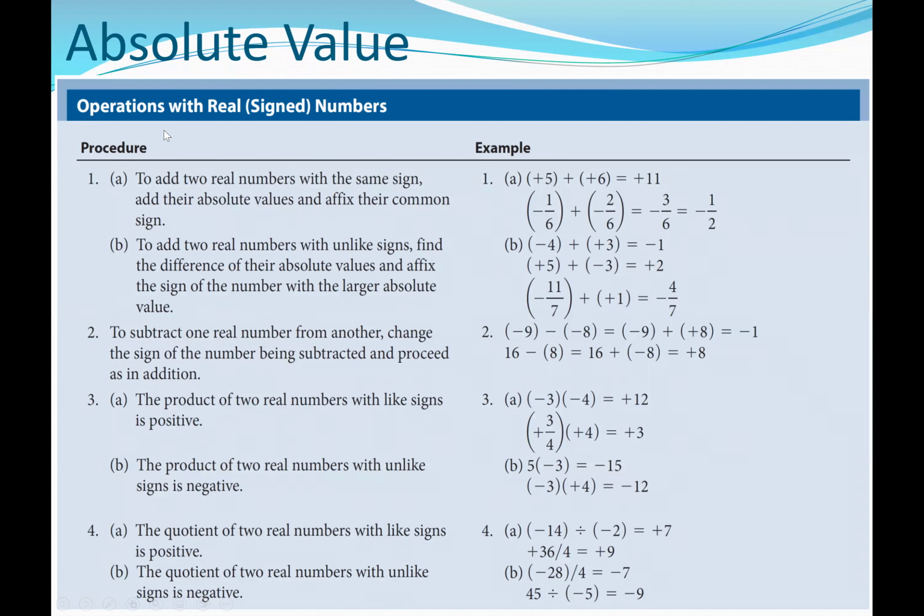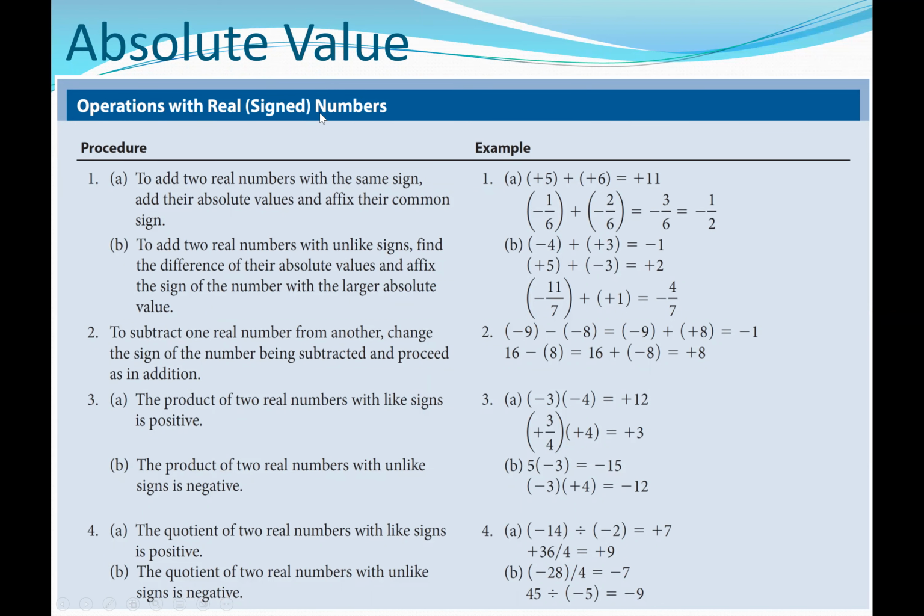So here we'll do some operations with real and signed numbers. To add two real numbers with the same sign, add their absolute values and then affix their common sign. So for example, we start with +5 plus +6. I will add 5 and 6, that will give me 11. Then I'll keep the sign positive.